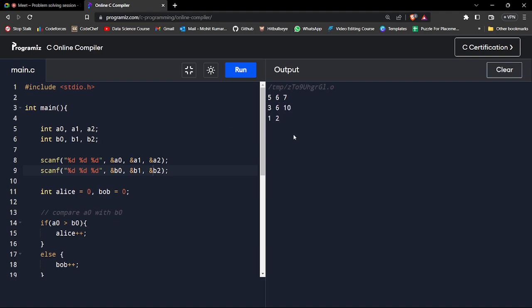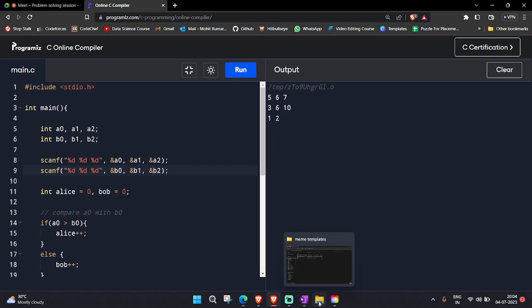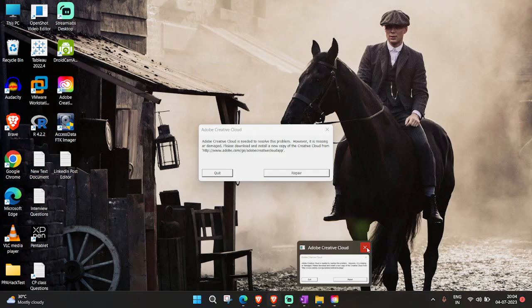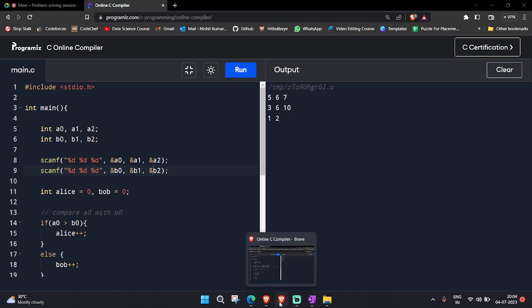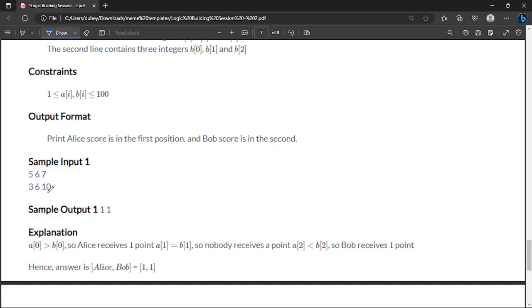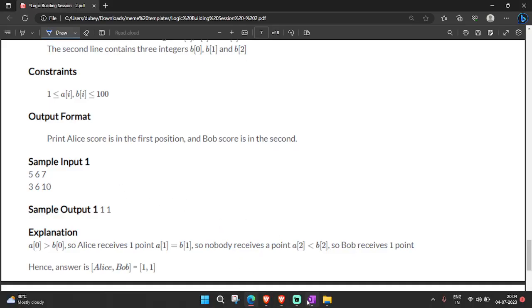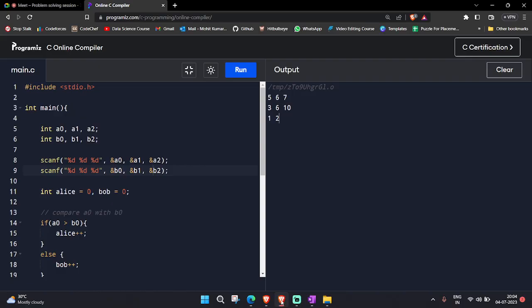Yeah, so 1, 2. Okay, so let's just check what just happened. It was 5, 6, 7, 3, 6, 10. Okay, 5, 6, 7, 3, 6, 10. Okay, so let's just see what's going wrong there. The output should be what? 1 and 1, but we are getting 1 and 2.